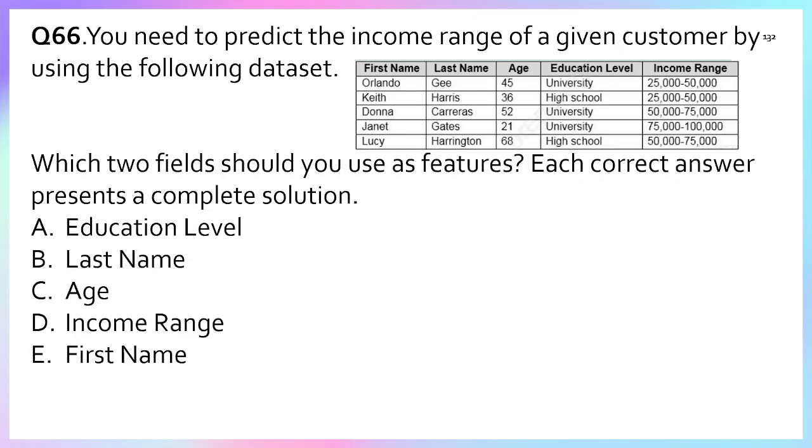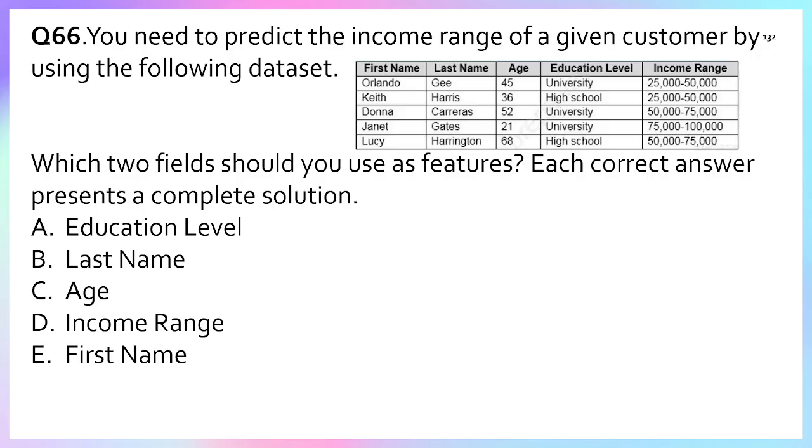Question number 66. You need to predict an income range of the given customer by using the following data set. Which two fields should you use as a feature? Each correct answer presents a complete solution.